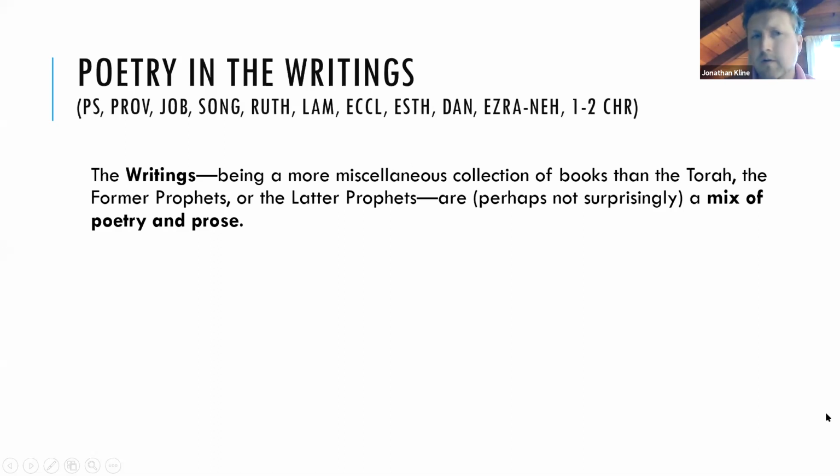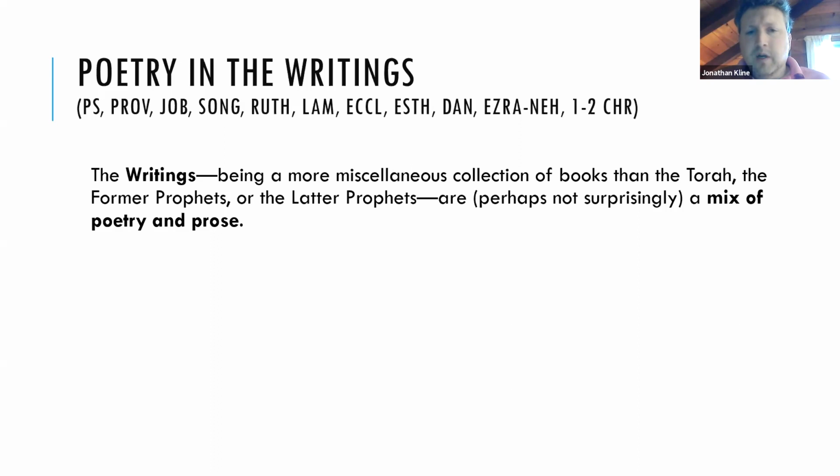Let's now move to the final of the 4 divisions of the Hebrew canon, namely the writings. And this one may be the most unfamiliar in terms of category if you're used to the Christian order of books. It's a bit of a grab bag of books in terms of genre. So the books that fall into this category for writings are Psalms, Proverbs, Job, Song of Songs, Lamentations, Ecclesiastes, Esther, Daniel, Ezra, Nehemiah, and 1st and 2nd Chronicles.